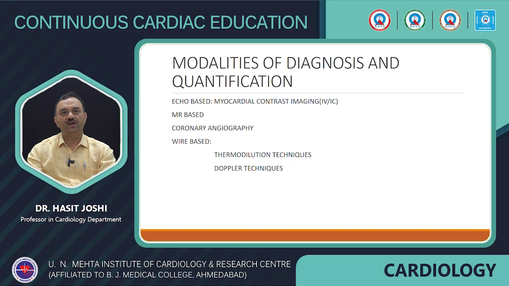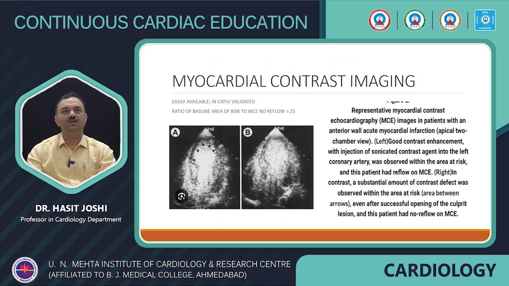Now, modalities of diagnosis and quantification. So myocardial contrast imaging is easily available, can be done in the cath lab, it is validated, can be done on an OPD basis, and it can be done even before we start the primary angioplasty. It is the ratio of baseline area at risk to myocardial contrast imaging no reflow, and if it is more than 25%, a diagnosis of microvascular obstruction or no reperfusion post PCI can be made.